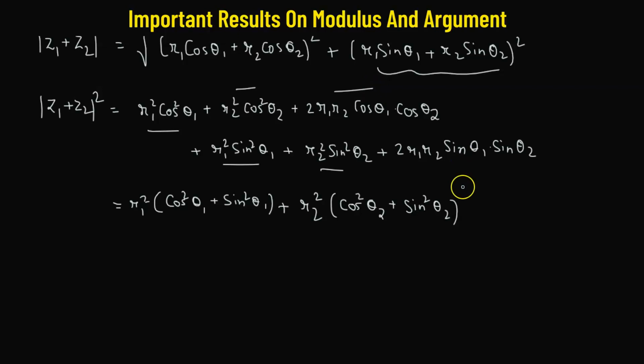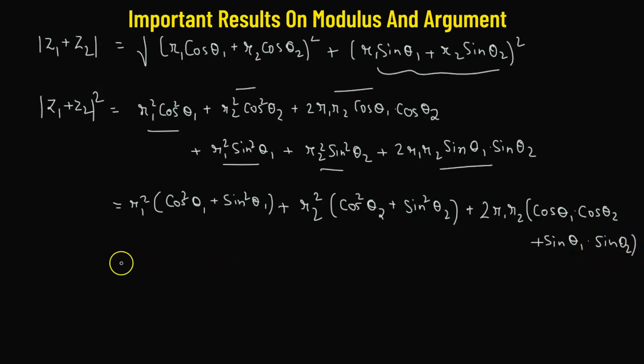Then we'll finally combine this particular expression and this expression. So we'll have 2 times r1 times r2. So this is the common factor. This will get multiplied to cosine theta 1 times cosine theta 2 plus sine theta 1 times sine theta 2.